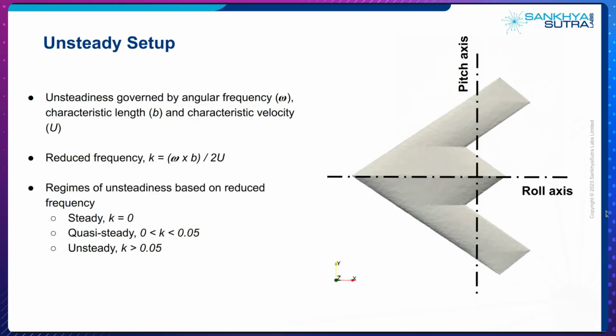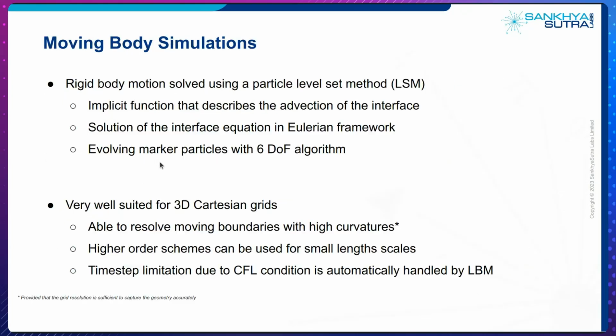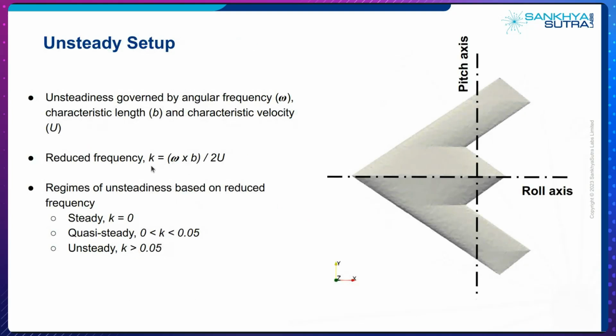So for the unsteady setup, like I said, unsteadiness is governed by the reduced frequency, this parameter K. The reduced frequency can be computed by taking the angular frequency omega, the characteristic length b, or b by 2 is the semi-span of this aircraft, and the characteristic velocity, capital U, which for our case will be the free stream velocity.